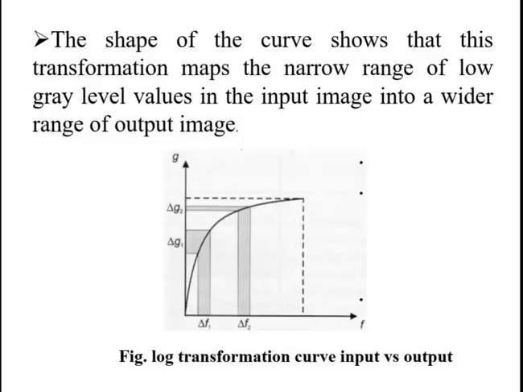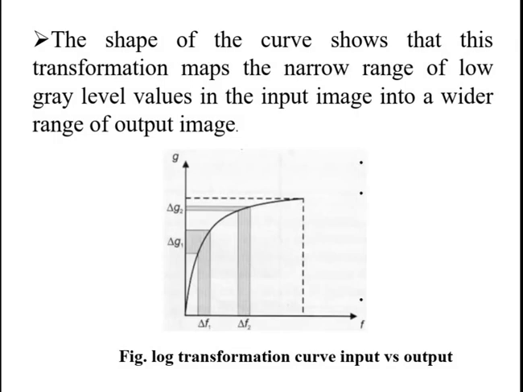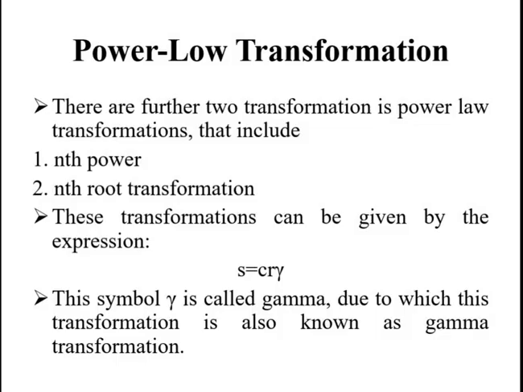The shape of the curve shows that this transformation maps the narrow range of low gray level values in the input image into a wider range in the output image. The figure shows the log transformation curve, input versus output.